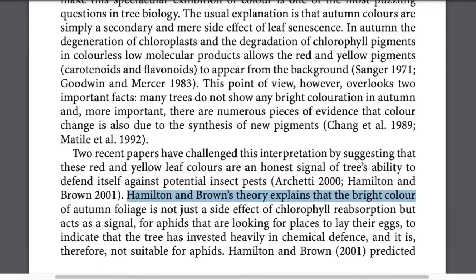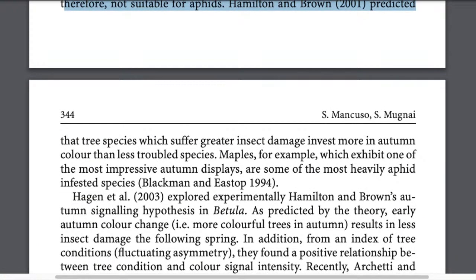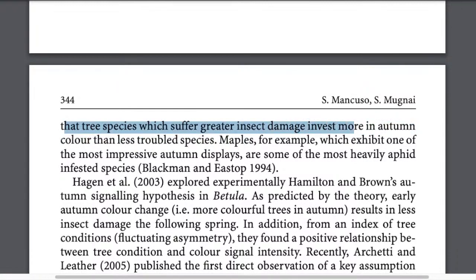Hamilton and Brown's theory explains that the bright color of autumn foliage is not just a side effect of chlorophyll reabsorption, but acts as a signal for aphids that are looking for a place to lay their eggs to indicate that the tree has invested heavily in chemical defense, and it is, therefore, not suitable for aphids. Hamilton and Brown predicted that tree species which suffer greater insect damage invest more in autumn color than less troubled species. Maples, for example, which exhibit one of the most impressive autumn displays, are some of the most heavily aphid-infested species. Wow.